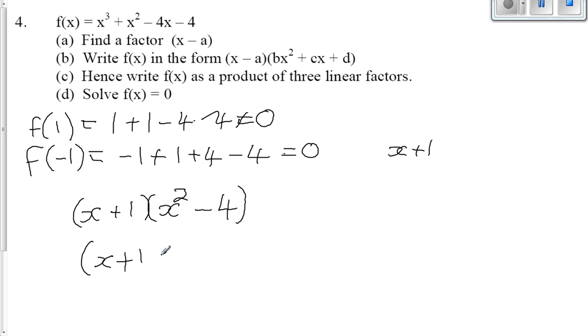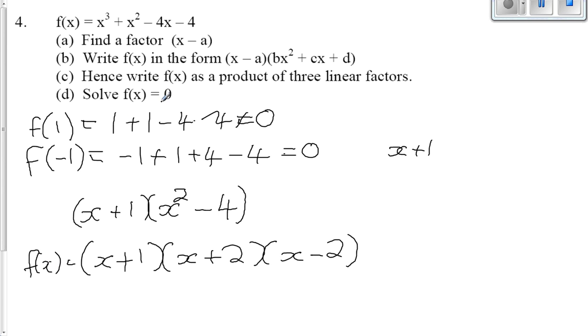So we can write x plus 1 times x plus 2 and x minus 2. If you want more help on that division, then see the question later on in the exercise. But there's the answer in its 3 linear factors. That is what f of x is. So that's part C.